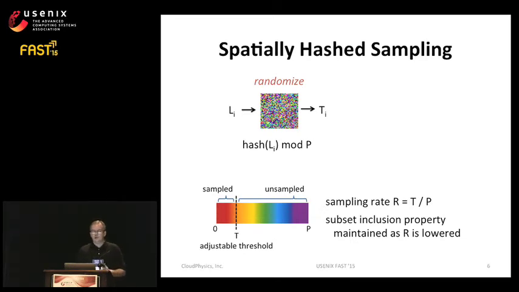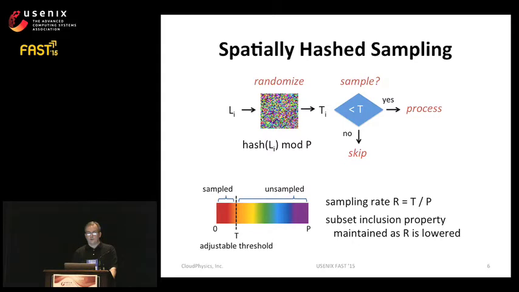Note that the threshold T can be adjusted downwards to reduce the sampling rate dynamically. When this is done, a subset inclusion property is maintained automatically and guarantees that we won't miss any reuses, since we're just narrowing the sample set. In other words, if we sample a location after lowering the rate R, then we must also have been sampling it beforehand. Finally, we can use a simple check against the current threshold to implement a sampling filter.